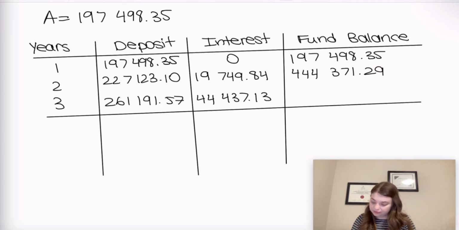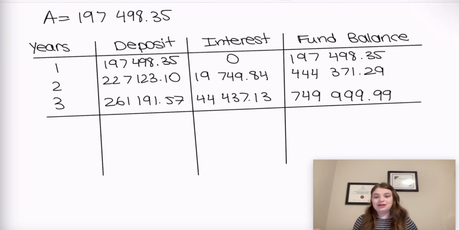And then in terms of finding the new fund balance, we have to add that to the previous balance of $444,371.29 and add that to $261,191.57. And if we do that, we get $749,999.99.